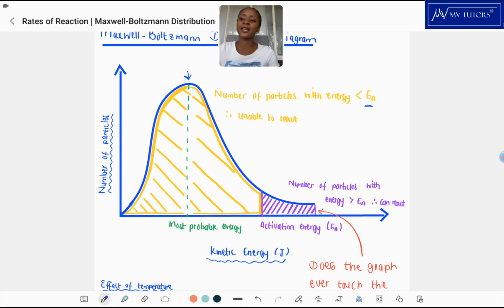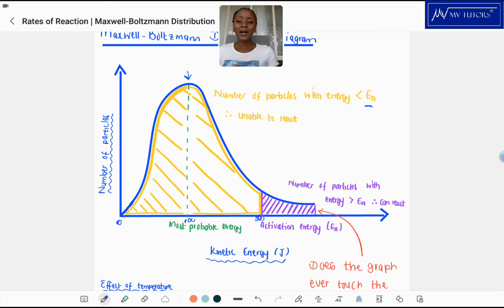So if I actually had values, let's say this is 0 joules, this is 100 joules, and then we have 500 here. Obviously it's not to scale. Let's say your most probable energy, a lot of the particles that you have, they average around 100. So that is what it means when it says the most probable energy. I hope I'm making sense.